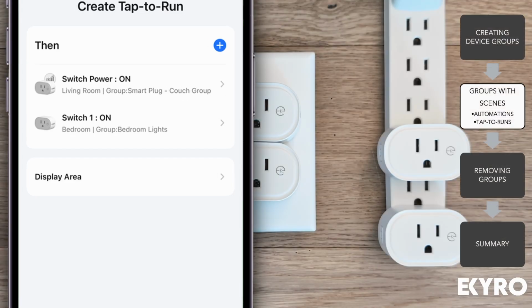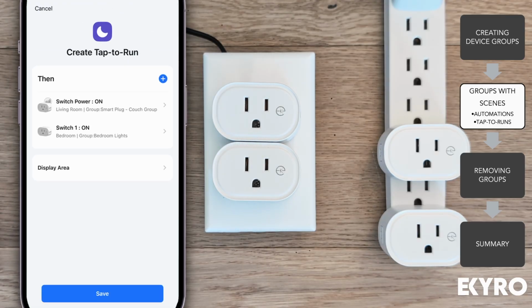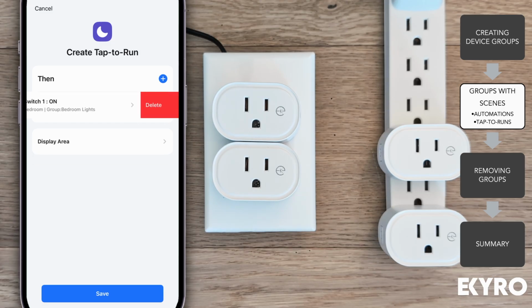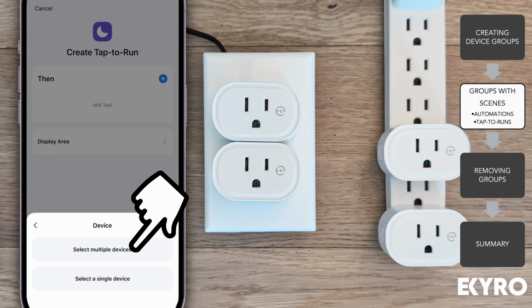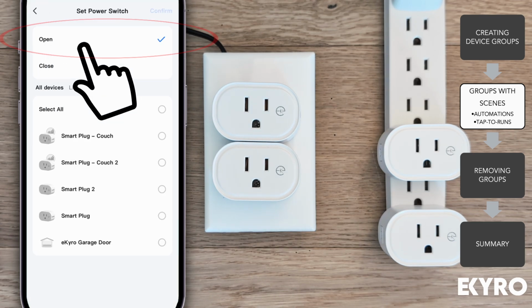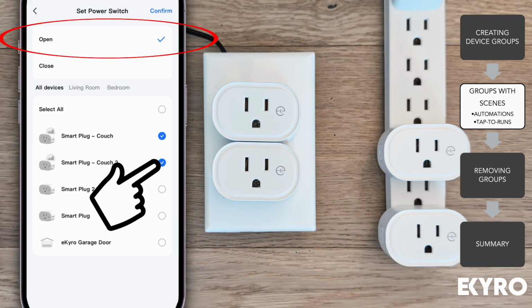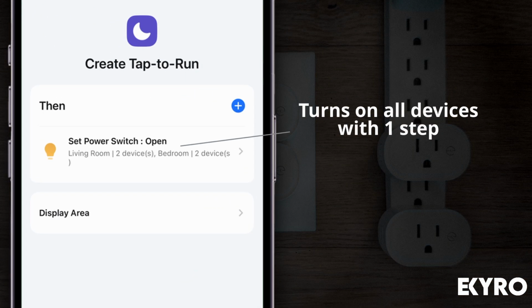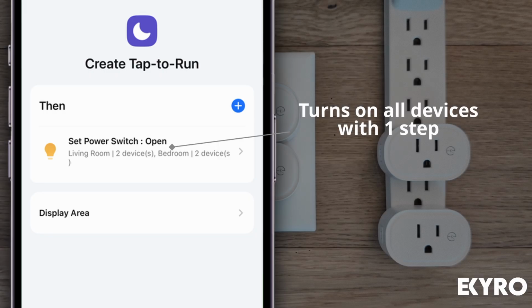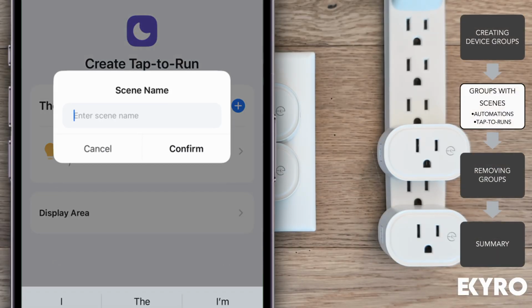Now you can notice that there's actually multiple ways that you could accomplish this. Maybe instead of using the groups, I want to do all these individually, and that'd be perfectly fine. But the current tap to run that I have created would actually turn on all of the lights that I have, or all the smart switches, but I could also set that to just do the individual devices. Device, multiple devices, set switch power to open for all these. There we go. Now I have all of those getting turned on by that tap to run. So there's a lot of different ways that you can execute some of these items.